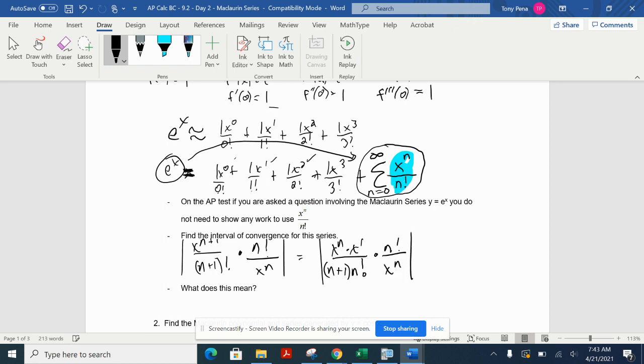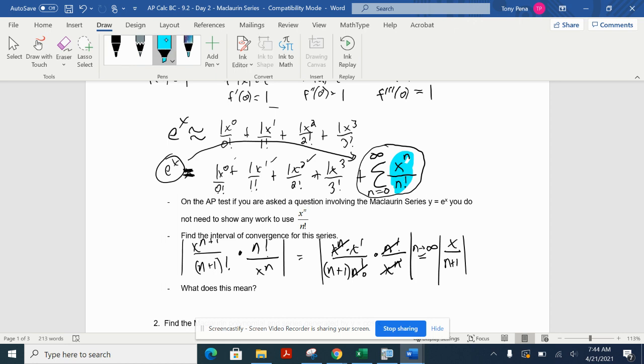And then we still have our x to the n. So notice the x to the n's are going to cancel. The n factorials are going to cancel. So what we end up with is x over n plus 1. That's our ratio test, right? We did the absolute value of the ratio test. We then know in the ratio test, we want to calculate our limit as n goes to infinity.